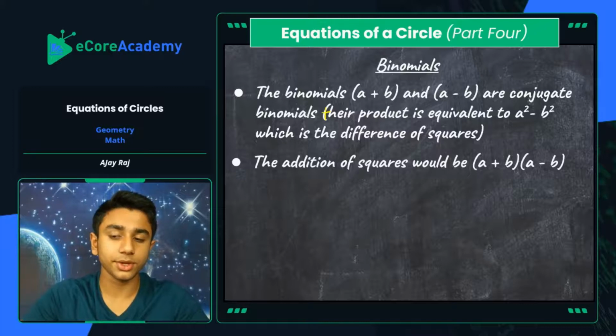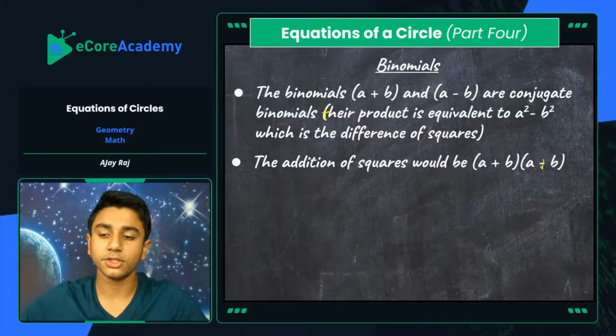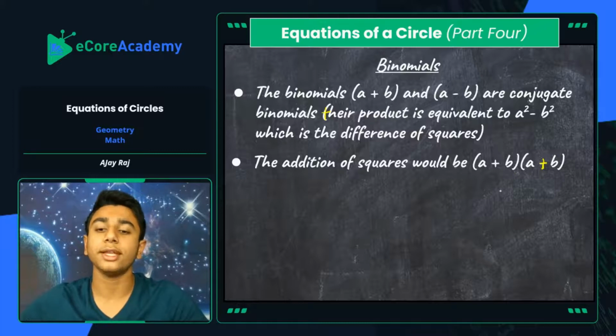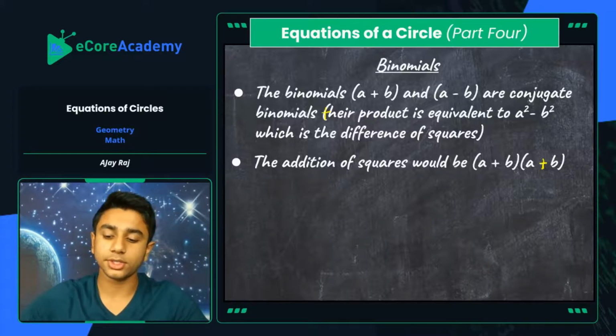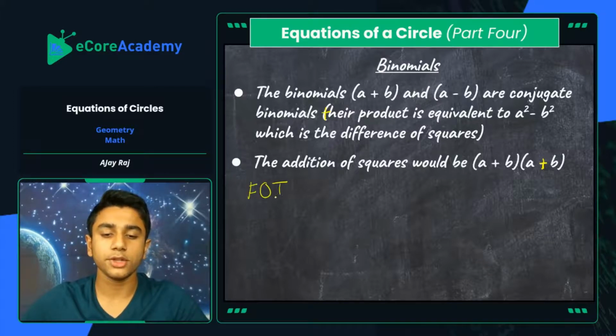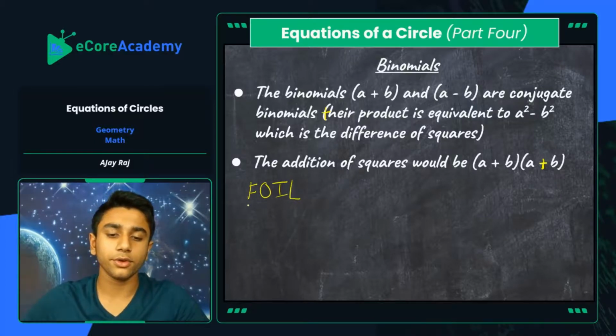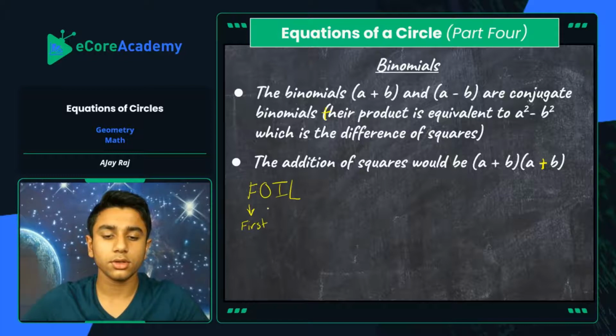And the addition of squares would be A plus B times A plus B instead of that minus B. And that would give you a different answer. So what basically happens here is I'm going to show you how to actually FOIL these values out. FOILing is a process in which you multiply two different binomials together to get a trinomial. F stands for first. O stands for outer.